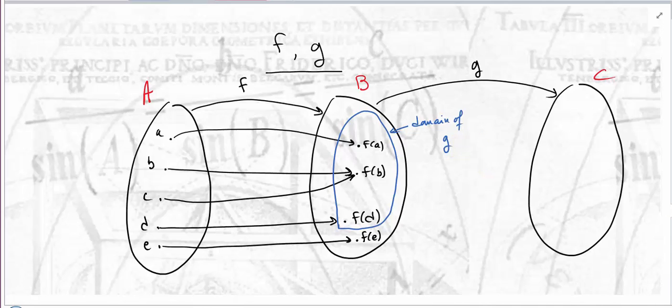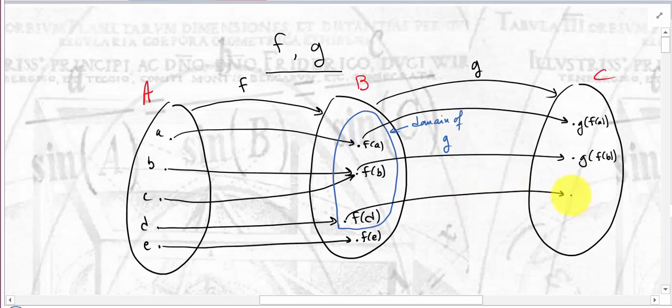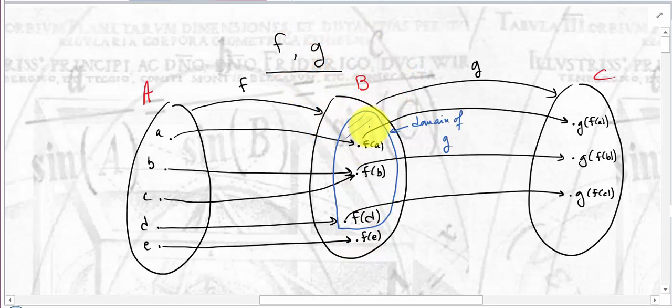And also g, let me show you what g does. So g is going to carry this element here, and that's going to be g of f of A. And then it's going to carry this element here, and that's going to be g of f of B. And this one, it will carry it further, g of f of C. But it will not be able to carry f of E because f of E is not in the domain of g right here.